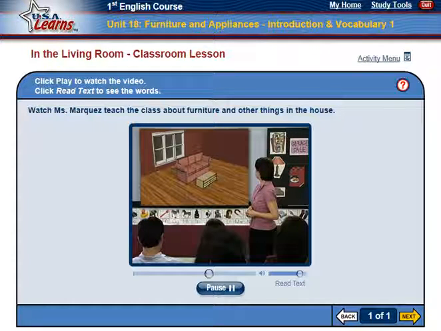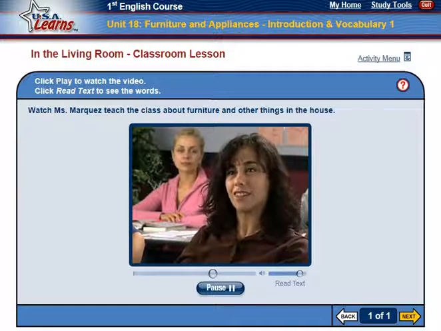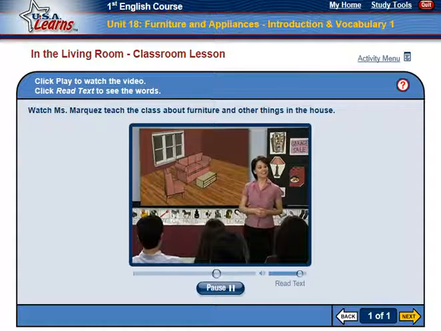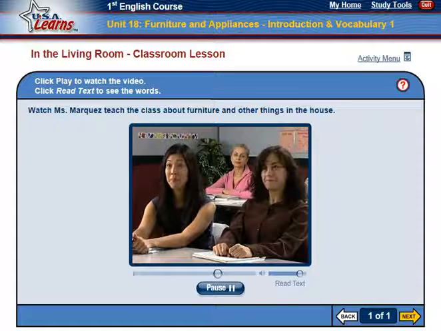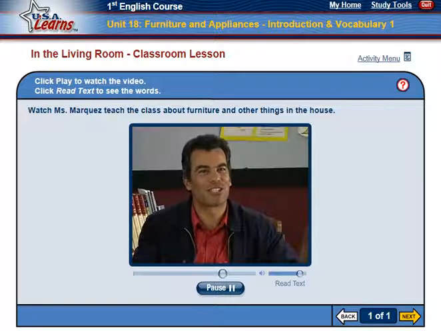It looks great. What else, Carmen? It needs a chair. Now we have a chair. What else, Lynn? A lamp. Good. A lamp. What else, Pablo? A bookcase for your books. Very good. A bookcase.